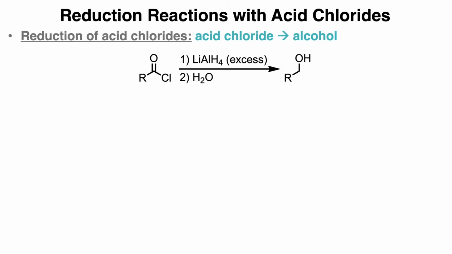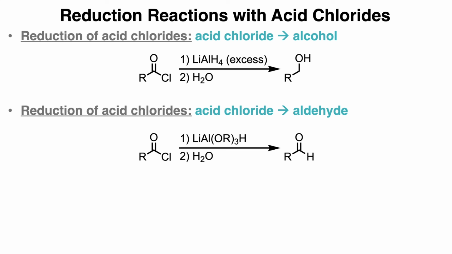And lastly, acid chlorides can be reduced using any of these three methods. To reduce an acid chloride to a primary alcohol, you could use an excess amount of LiAlH4 in the first step, followed by water in the second step. To reduce an acid chloride to an aldehyde, you could use a bulkier lithium reagent like lithium tri-tert-butoxyaluminum hydride to form an aldehyde.